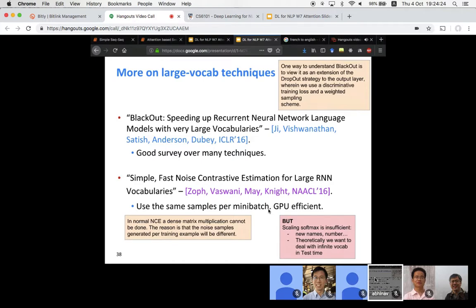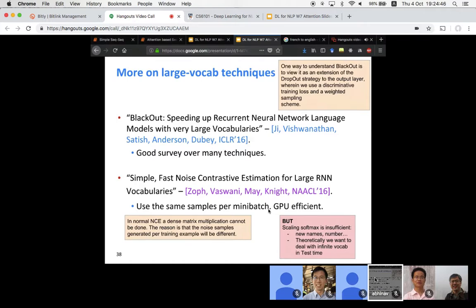I just put comments here, but the problem is that scaling up softmax is also insufficient, because when you scale up the softmax, it still depends on your vocabulary. You still couldn't deal with the new names and the new numbers, and theoretically, during test time, you want to have an infinite vocabulary because you always have new names. Always new tokens you have to deal with.